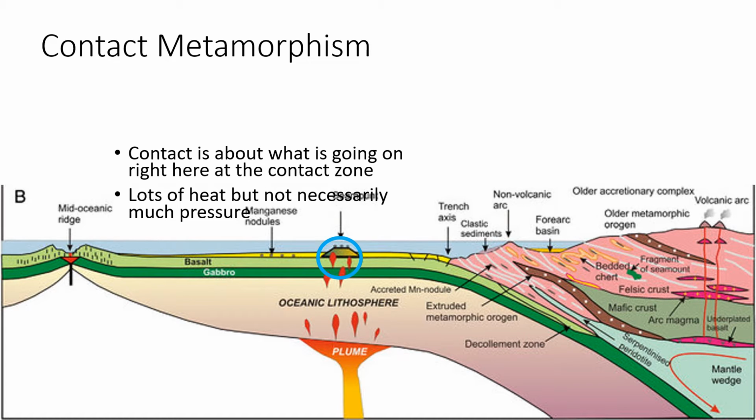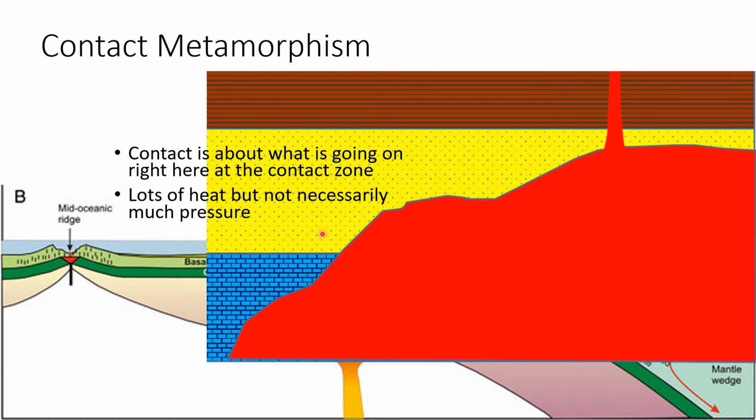So that upwelling magma, applying the heat, you can get contact zone metamorphism there. Same idea as I showed in that earlier slide here. And you have that contact, where the magma is contacting the rock, is where the idea comes from.